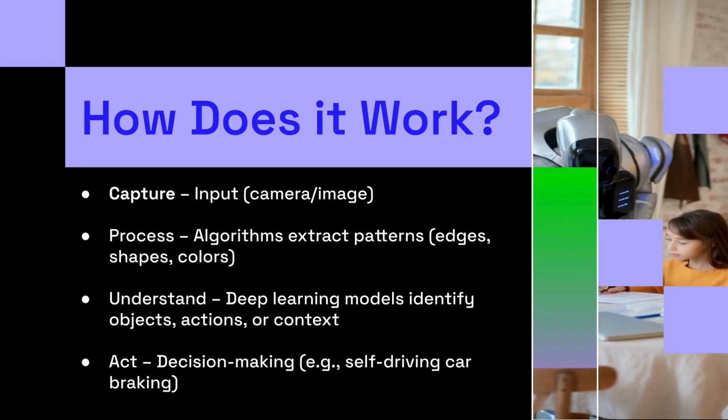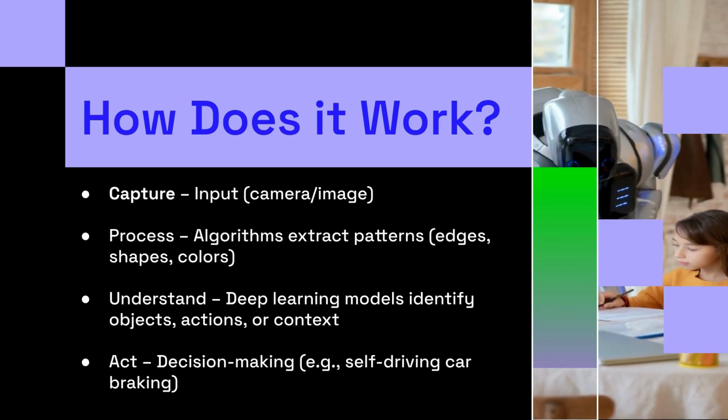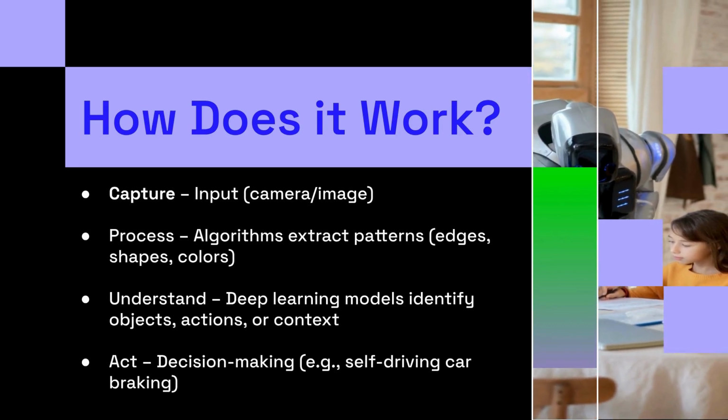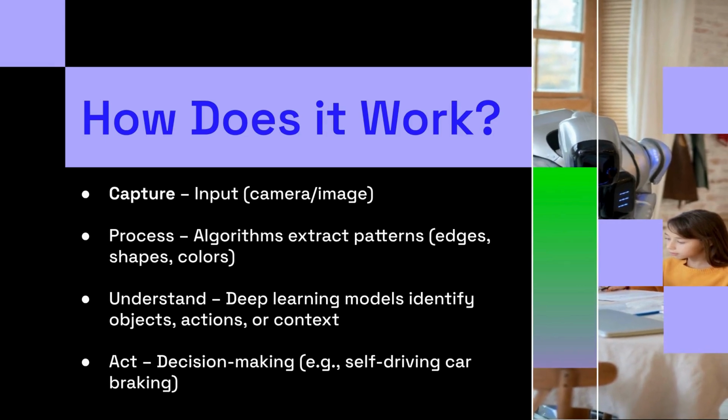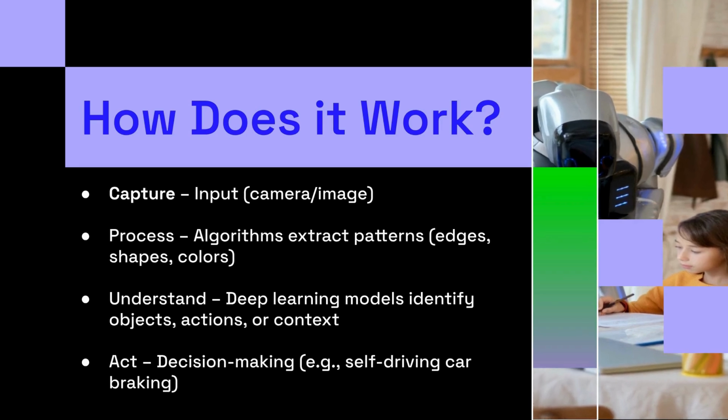Third step is understand. Deep learning models like CNNs or transformers take those patterns and recognize objects, actions or scenes. For instance, the system may recognize this shape looks like 2 ears and whiskers, then it's a cat, like that.